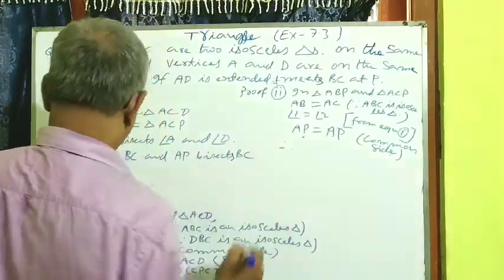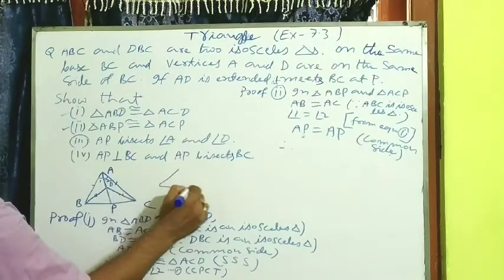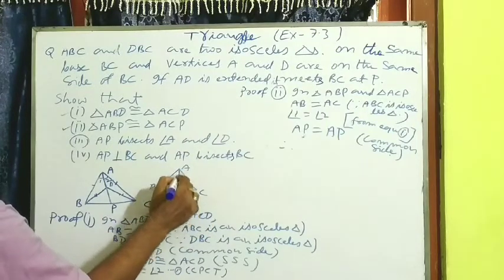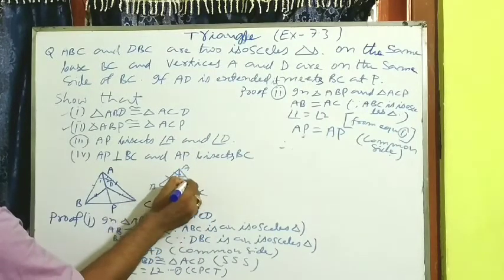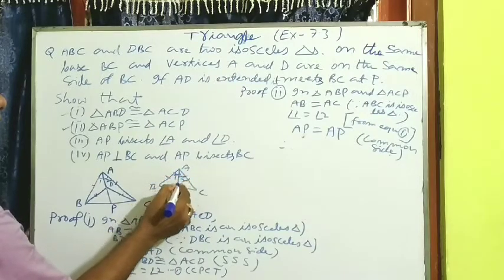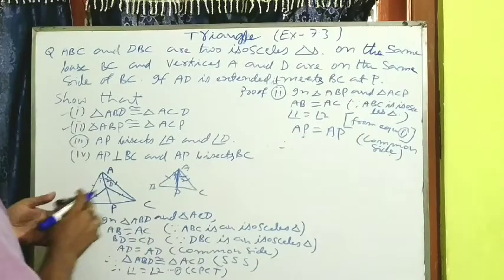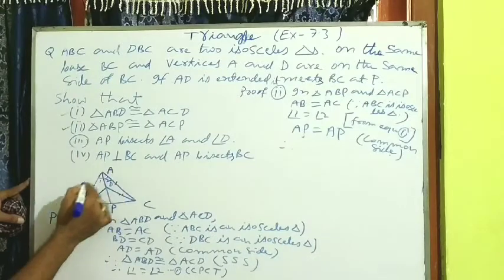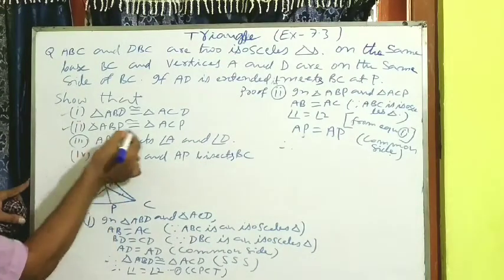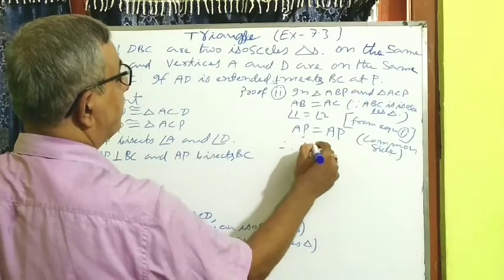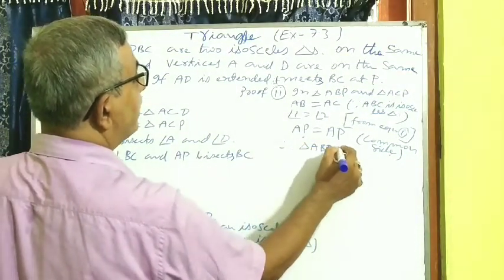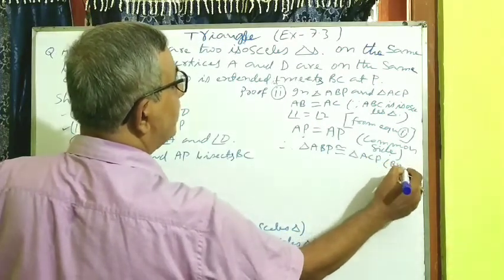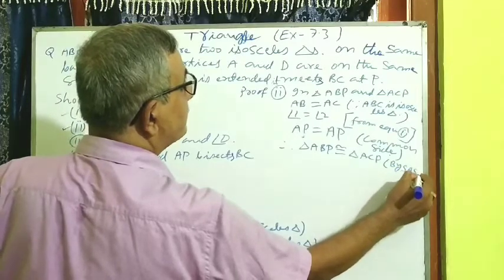Therefore, what happens? Do you understand? These two triangles, roughly you understand here. A, B, C, AP is here. Here 1, here 2. So what happens? AB is equal to AC. Angle 1 is equal to angle 2 and AP is equal to AP, common side. So by side, angle, side, these two triangles are equal. So we can write ABP is congruent to triangle ACP. By what postulate? Side, angle, side.